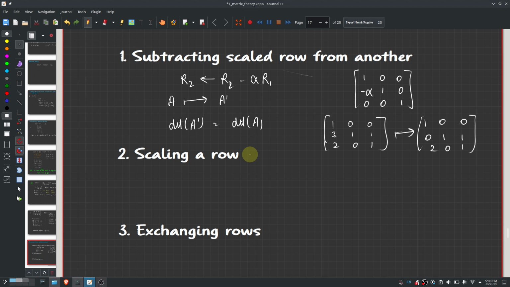Now, what if I scale one particular row? So basically, I take a matrix and I let R2 be equal to alpha times R2, so R2 prime. What happens to the determinant of A prime? This would be alpha times the determinant of A, correct?